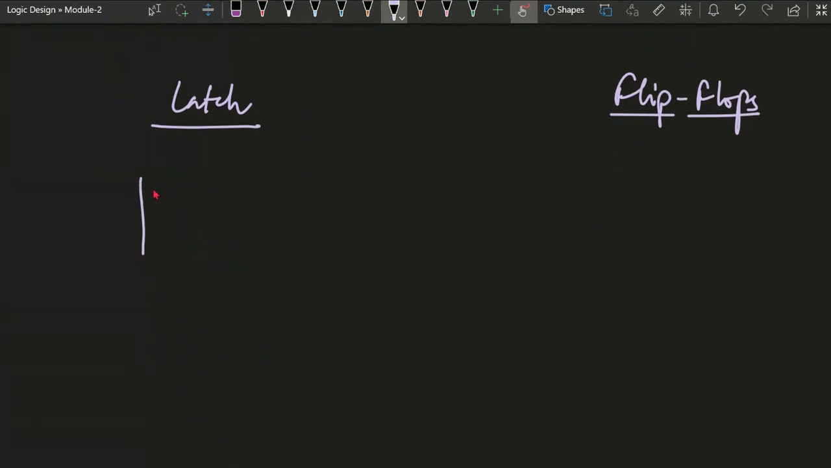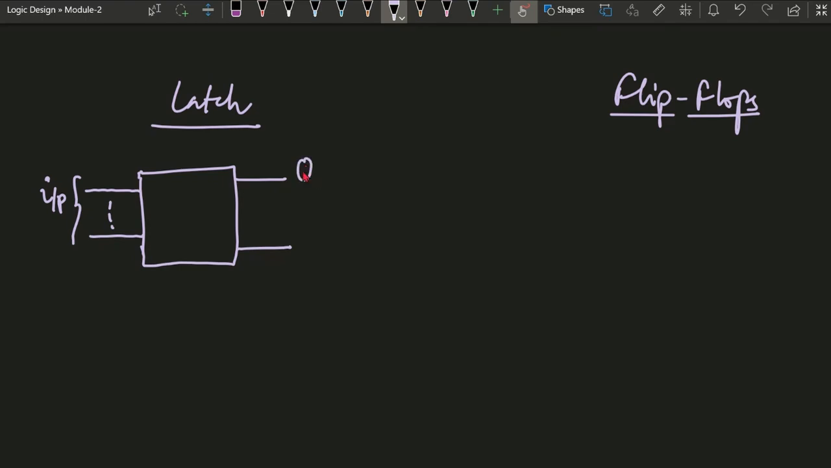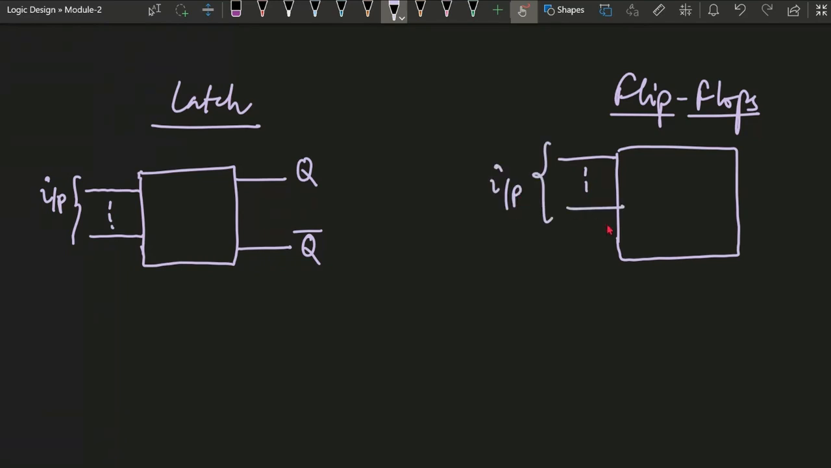If a latch is there, it is a digital circuit, so there will be some inputs, and similarly there will be some outputs. In a latch, basically, it considers two different outputs. One is Q, another one is Q bar. Similarly, in a flip-flop, there will be some inputs, and along with these inputs there will be a clock also. Clock will be an input. So it becomes a flip-flop.